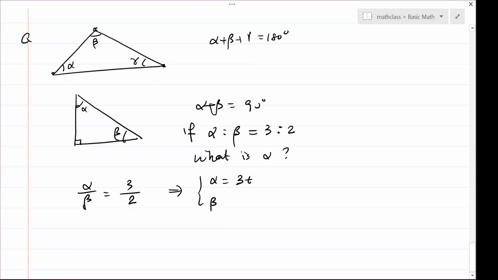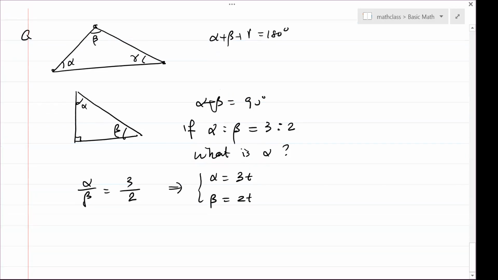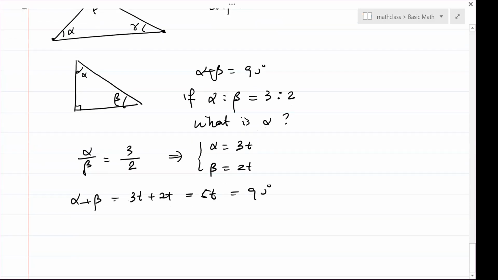It's a 3t. Beta is going 2t. Anyway, alpha and beta must be proportionally equal to 3t and 2t, right? Then the ratio is going to be 3 to 2. Now, if you do that, then you can solve the problem easily. So alpha plus beta is going to be 3t plus 2t, which is going to be 5t. That's supposed to be 90 degrees, right? So as long as you can figure out t, then you solve the problem.